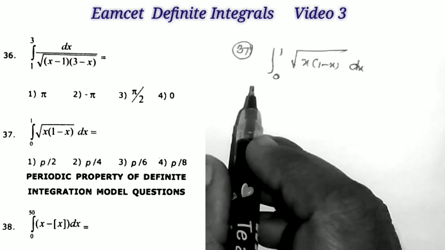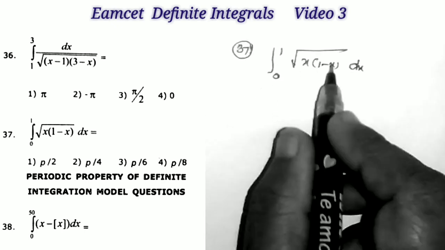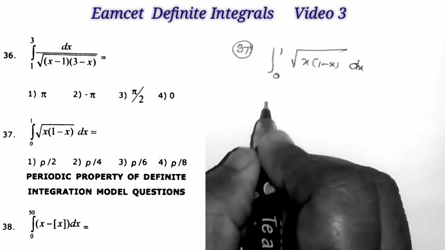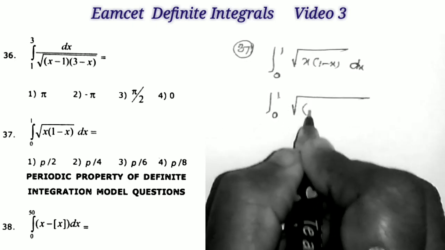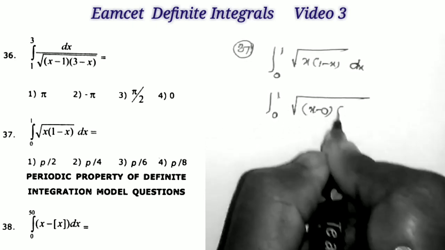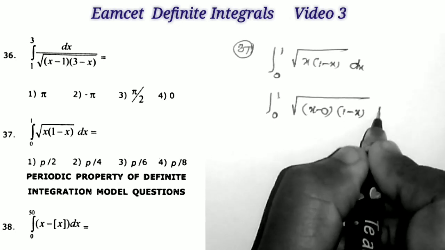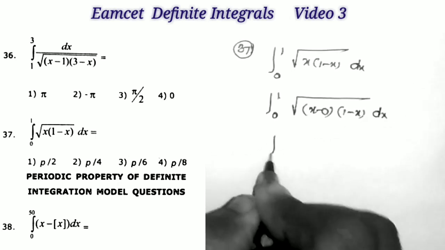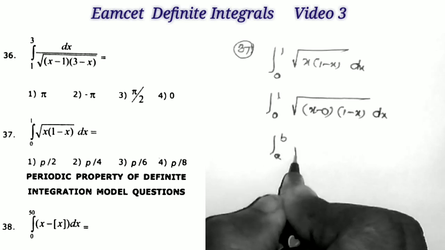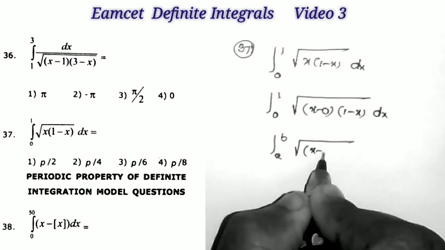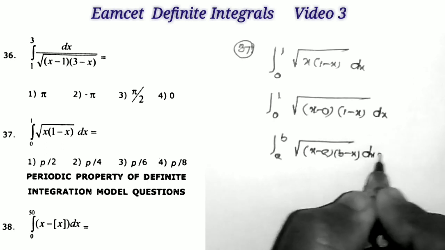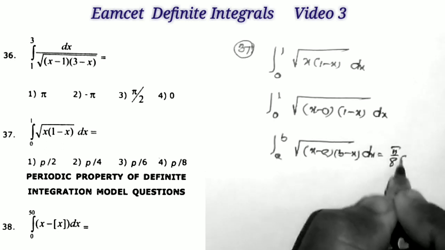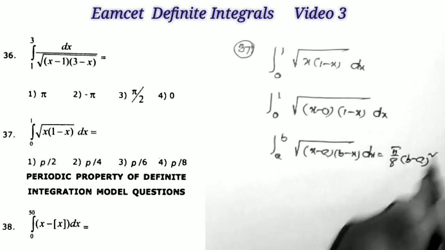Next question, sum number 37: integral from 0 to 1 of square root of x into (1 minus x) dx. Now see here, this is in the form of integral 0 to 1. x, I take as x minus 0, so x minus 0 into 1 minus x. Now clearly this is in the form of integral a to b of square root of (x minus a) into (b minus x) dx, and the answer is equal to pi by 8 into (b minus a) whole square. This is the formula.